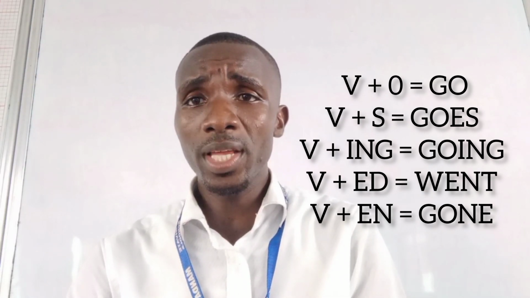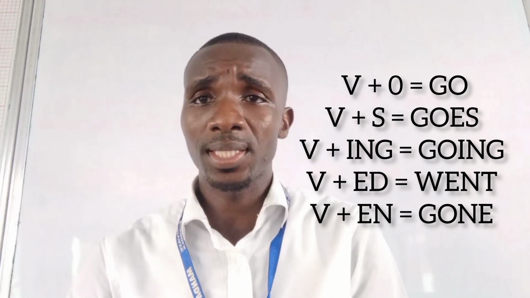But what is the past tense? Went. What is the third person singular? Goes. So we have go as the verb itself, goes as third person singular, going as present continuous tense, went as the past tense, and gone as the past participle. That's the first parameter in identifying a verb.